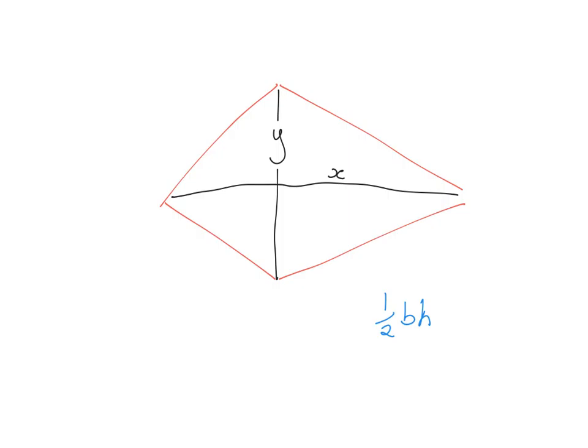So, the final formula for a kite, and sorry if this is getting confusing, if you just want to remember the formula, that's fine. The formula for the kite is area equals half x times y, or half x y.